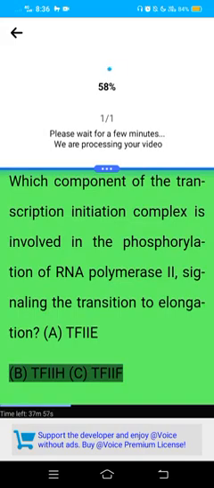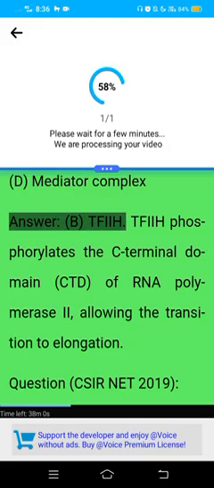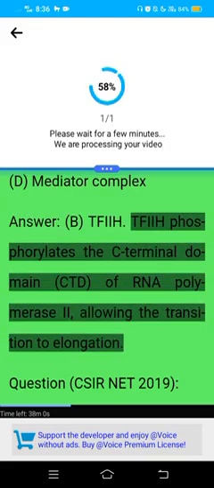A. TBP. B. TFIIH. C. TFIIA. D. Mediator complex. Answer. B. TFIIH. TFIIH phosphorylates the C-terminal domain (CTD) of RNA polymerase II, allowing the transition to elongation.